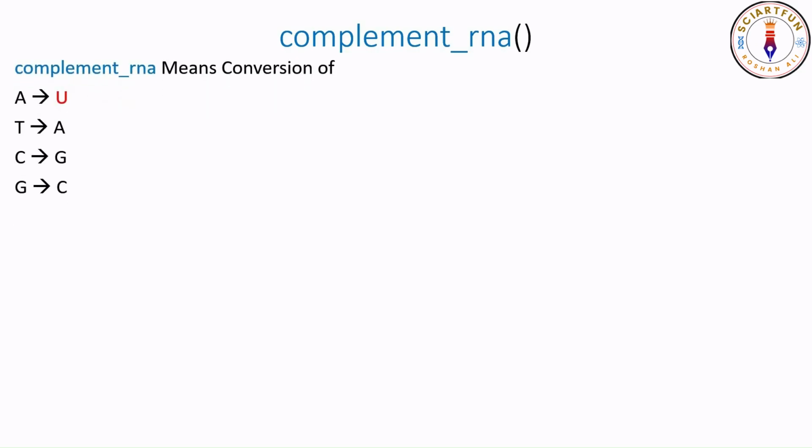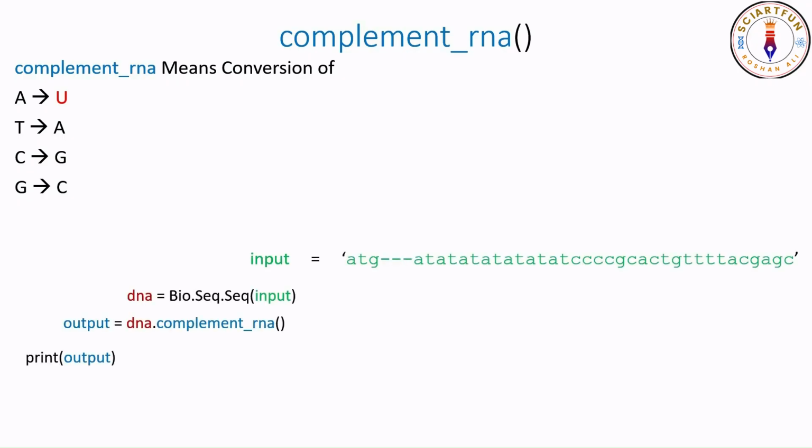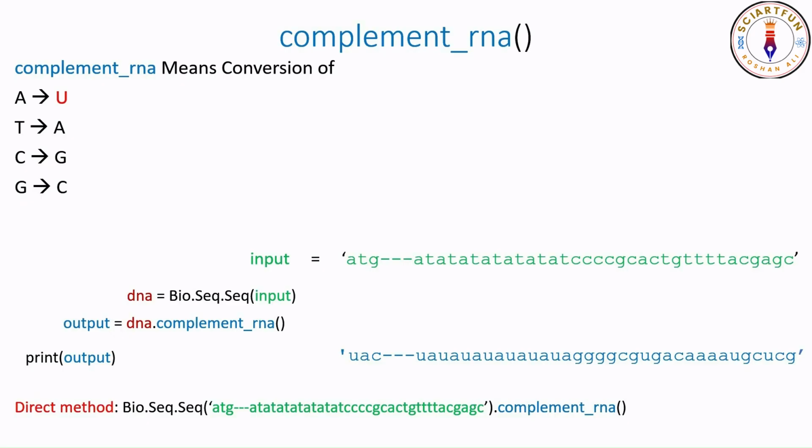Now let's come to the second method, that is, complement_rna. This method is similar to the complement method, except for a single difference. That is, instead of T, you will get U in the output sequence, because the output is RNA-like. All the steps are the same. This is your input sequence. And this is your output sequence. This is the one-step direct method.